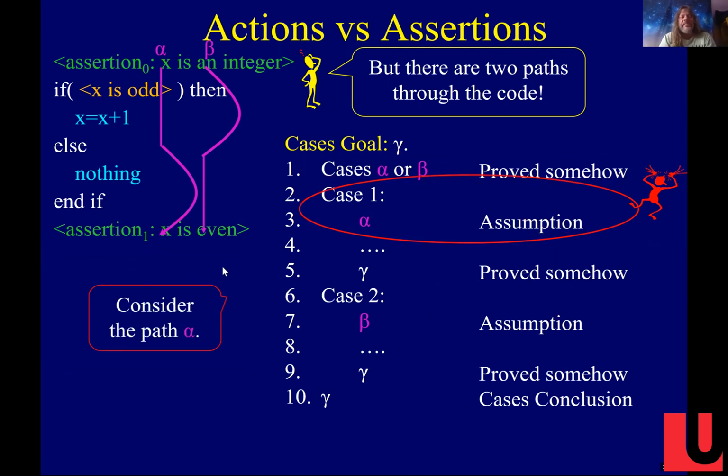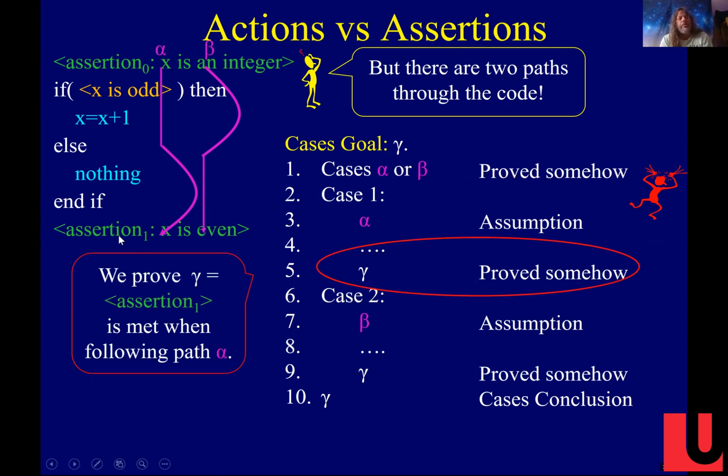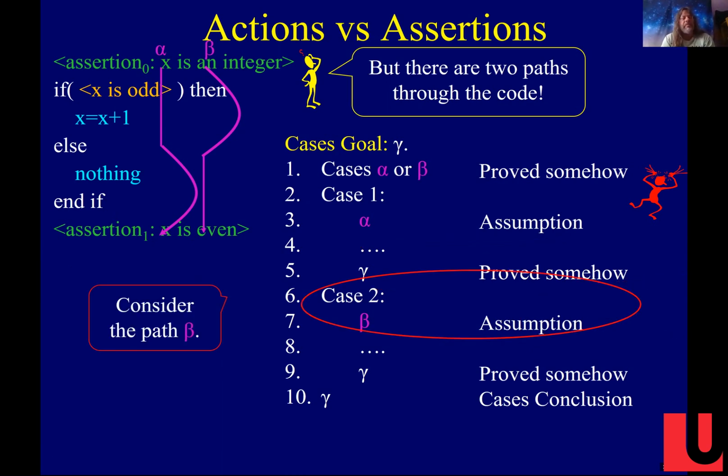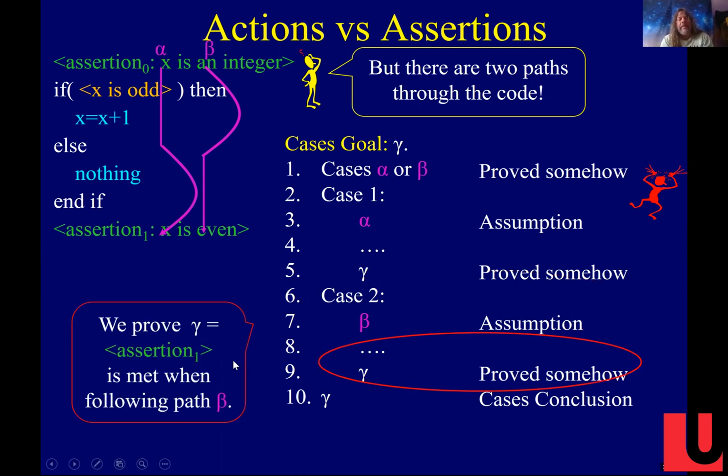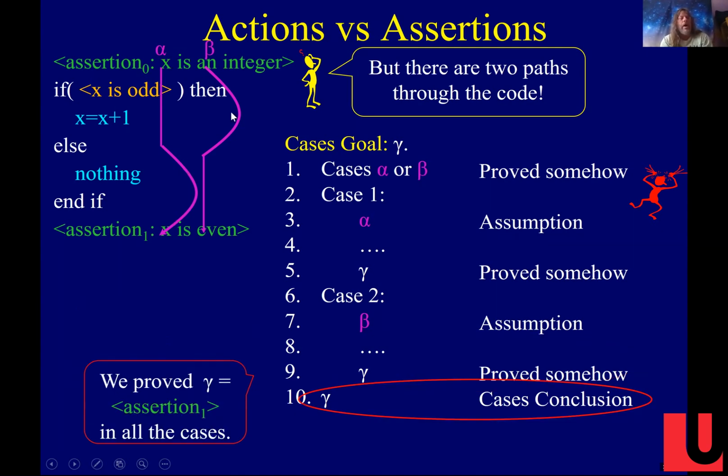Then you consider path alpha. You say, we are following path alpha. That's an assumption. Do we know we're following path alpha? No, but that's our assumption because that's the case we're doing. And given that assumption, we have to prove that when we get to the bottom, assertion one is true. Then we consider case two, that we're following the beta path, and given that, we have to prove that assertion one is true. Then we can conclude that either we followed the alpha or the beta path, and hence the assertion's true. Does that make sense?